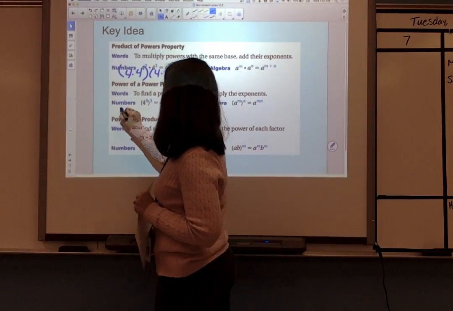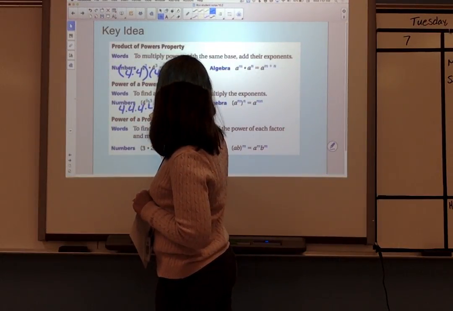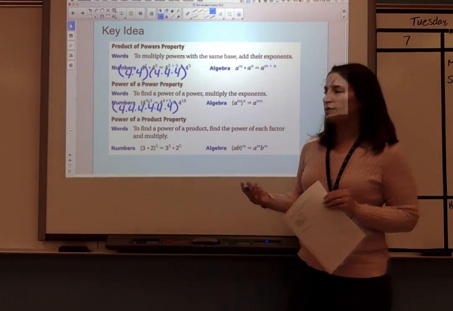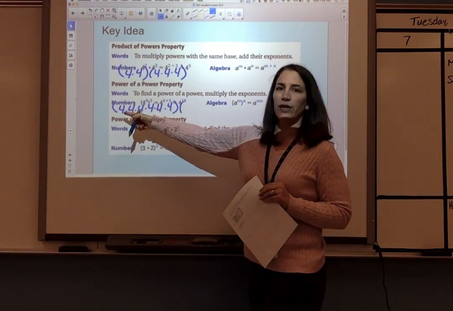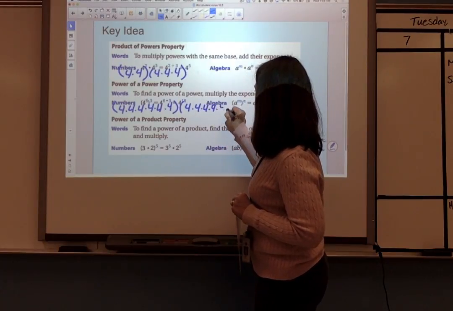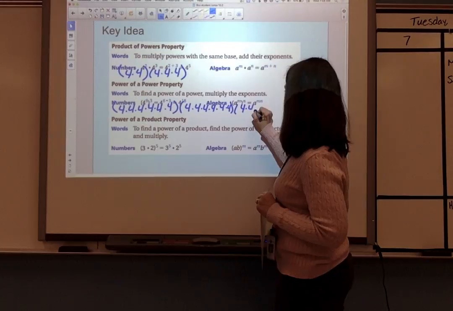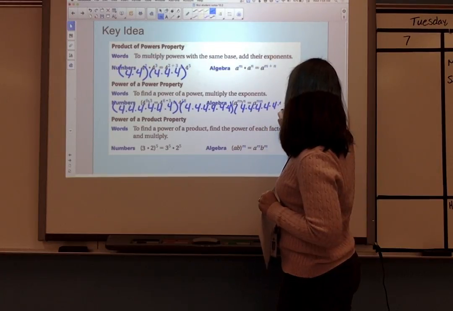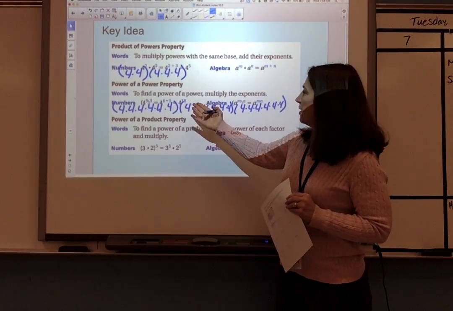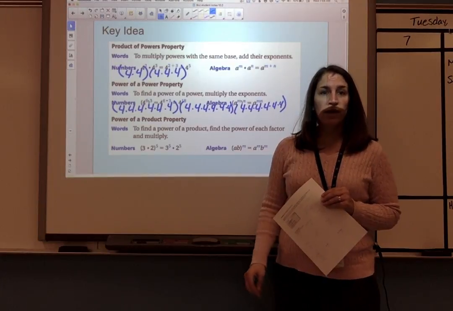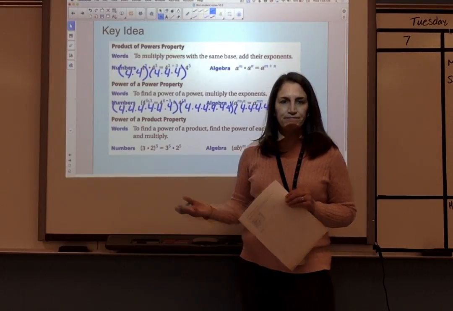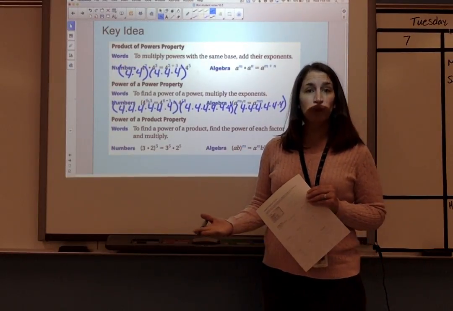Here's what 4 to the 6th looks like: 1, 2, 3, 4, 5, 6. And if we multiply that by itself 3 times, we have to write this whole expanded form 2 more times. So we can see that when we write this out in expanded form, we actually have 18 total 4s. So we can do that by just taking the 6 and 3, the 2 powers, and multiplying them. Last is the power of a product property.